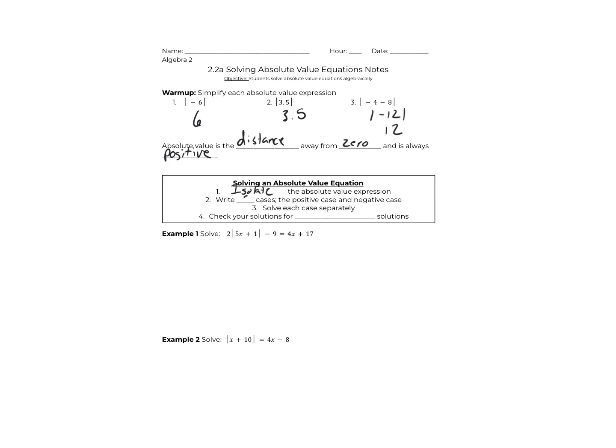Then we're going to write 2 cases, a positive case and a negative case, and I'll explain that in a moment. And then we're going to solve each case separately. And then finally, we're going to check our solutions for extraneous solutions. And we'll talk about what that means shortly as well.